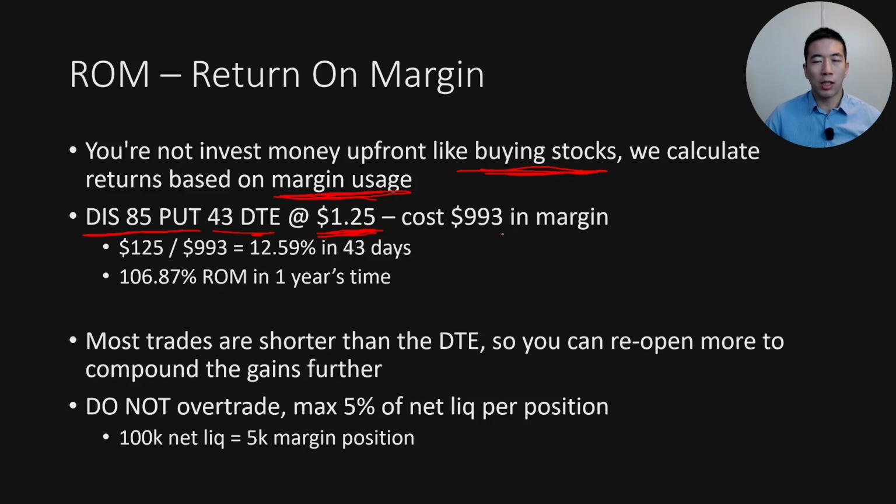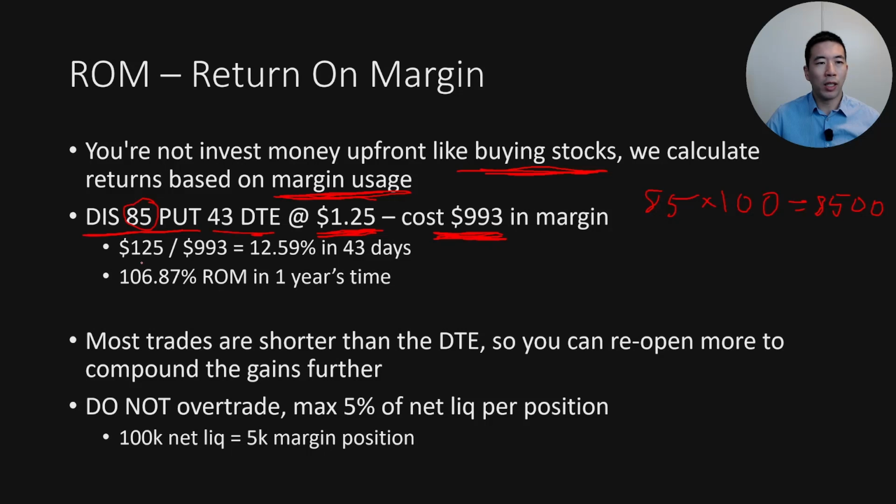The margin cost of this contract is only $993. So let's just call it $1,000, for example. Now this is a lot less than buying the shares outright, because if you were to buy one lot of the 85 strike, that will cost you 85 times 100. That will cost you $8,500. But if we're using margin, just to open this short put contract, it will cost you almost 8 times less, and it's only going to cost you $993.